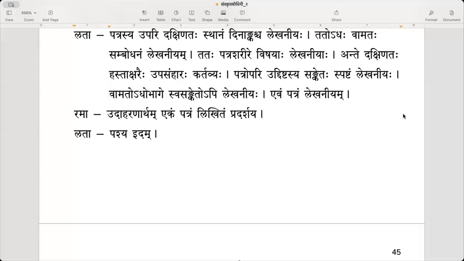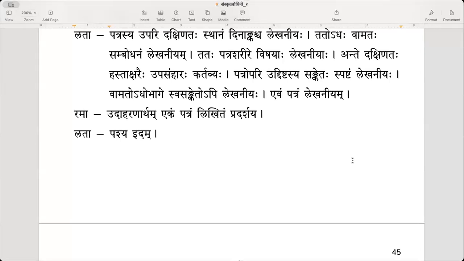Evam patram lekhaniya. After writing letters here or email, all this, it's all cues now, right? Like, you have to write. In US letters, you write it on top, right? Correct. Yes. But it's now confused for me, where to do what.